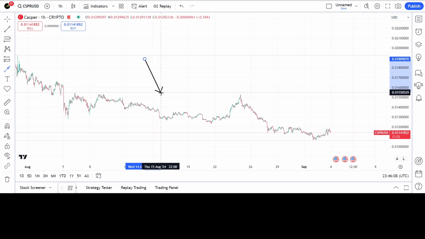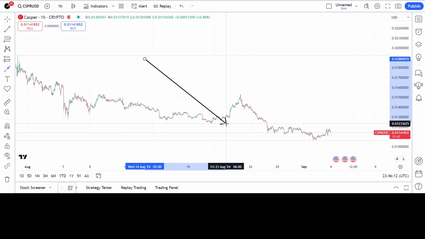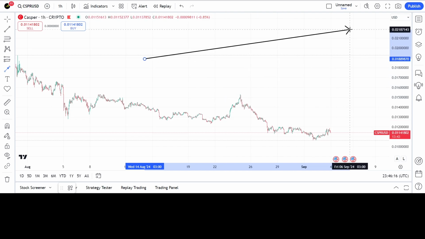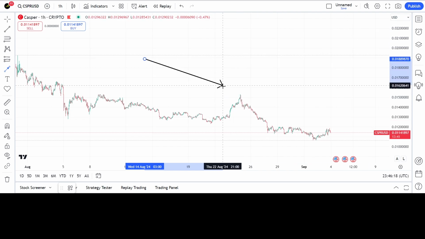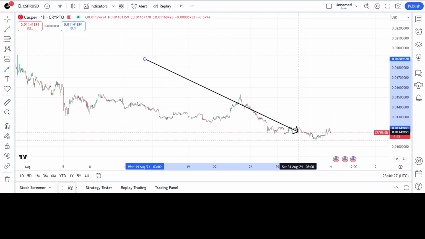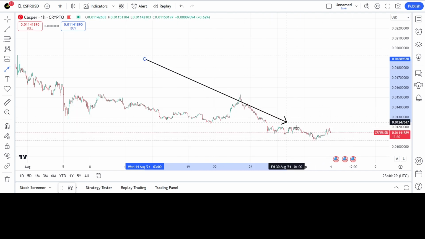So let's bring this chart to life with an arrow. Now, as you can see, Casper has been in a decline. In my last video, you can watch that over here, I talked about how Casper was at or near the bottom of this decline, or the end of this decline. That was, I believe, somewhere around here. As you can see, it's since then declined a bit more.